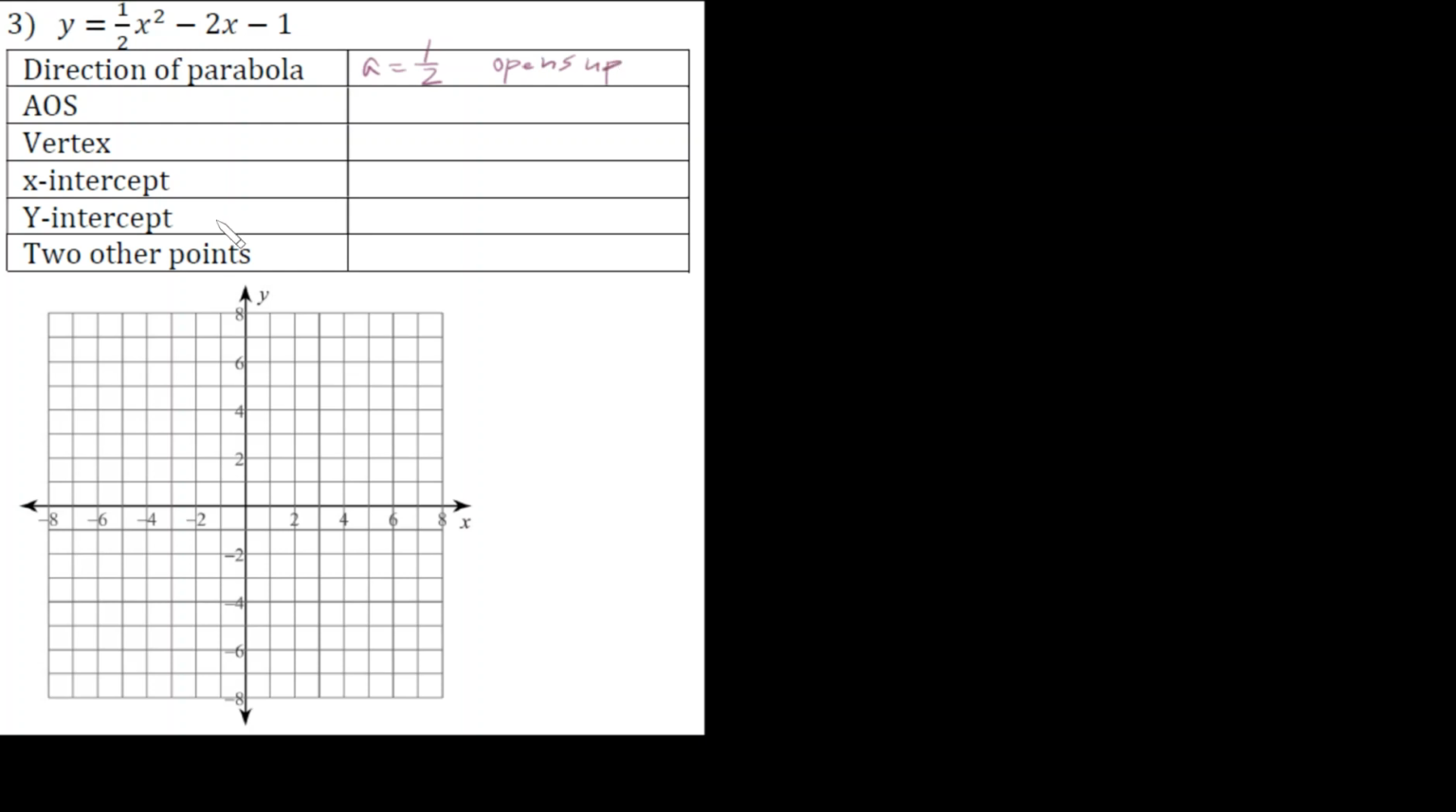Now the axis of symmetry is x equals negative b over 2a. So that gives you x equals negative negative 2 over 2 times 1/2. So that's going to give you 2 over, right here we simplify, that gives you a 1. So x equals 2. That's our axis of symmetry. Let's go ahead and fill that out.